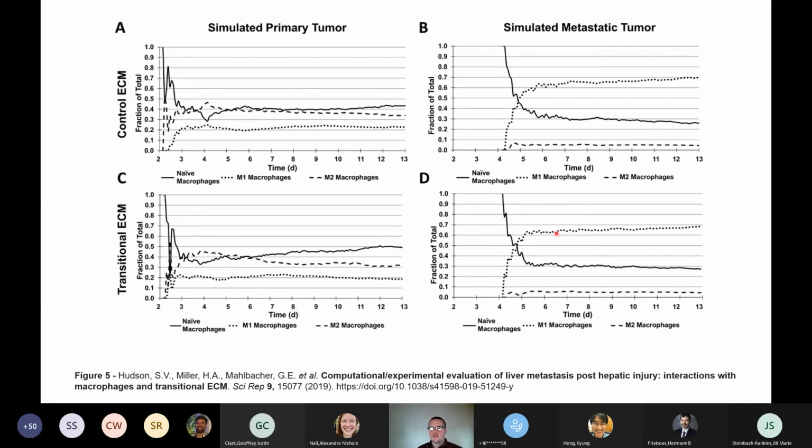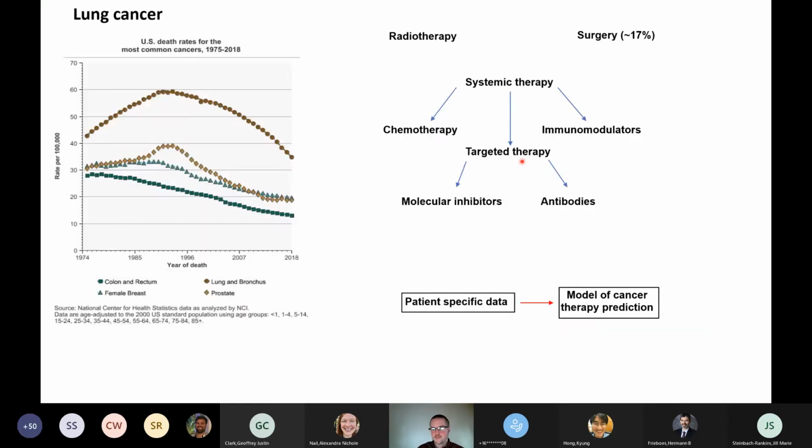So this type of modeling platform shows a lot of promise for future work, including more specific calibration of ECM physical characteristics and immune cell information obtained from human patients. So the tumor growth model has proven useful for simulating a variety of cancer types. And for my dissertation work, we wanted to focus on an application in the study of lung cancer.